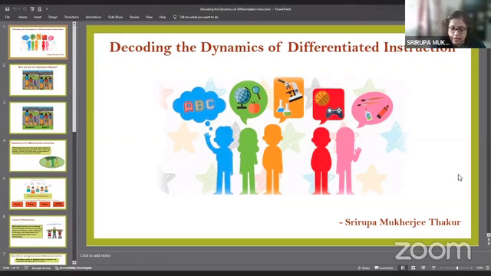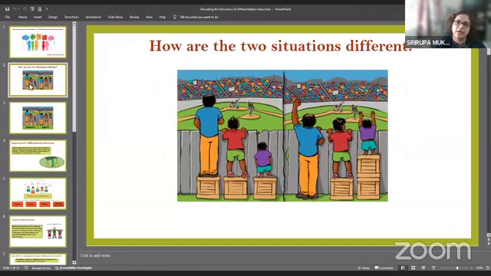Today, I shall try to walk you through the arc of the different strategies of differentiated instruction. I shall start my presentation by showing you two pictures, and I would ask you to look at the two pictures very carefully and try to evaluate or judge how the two scenarios are different.